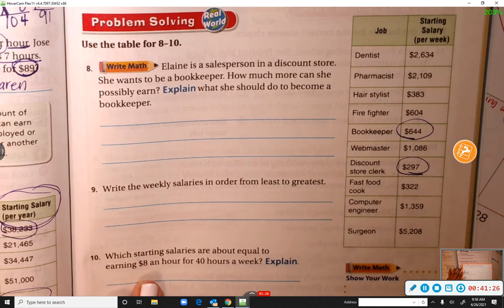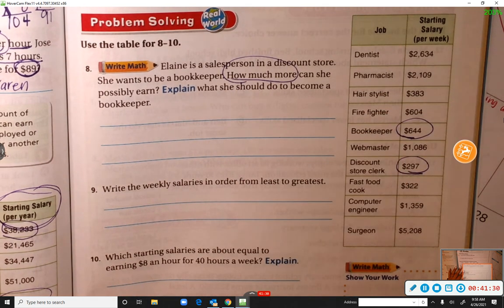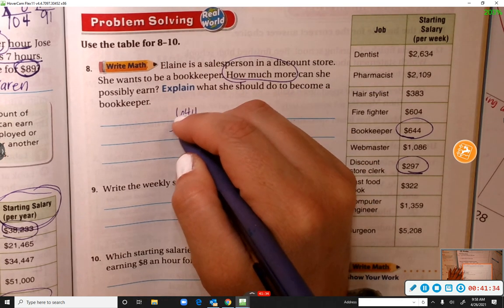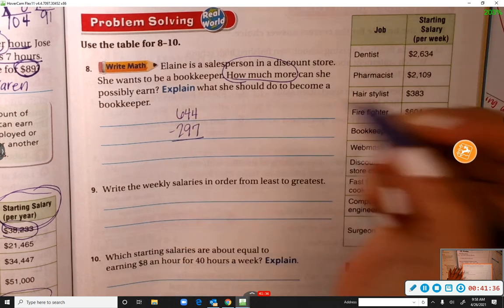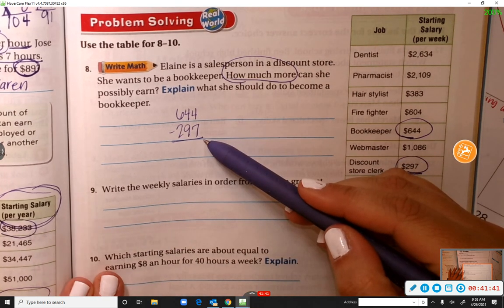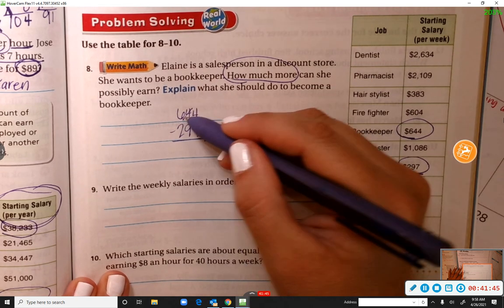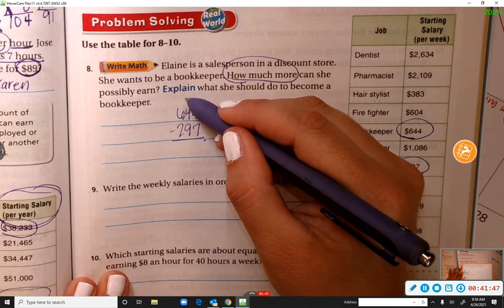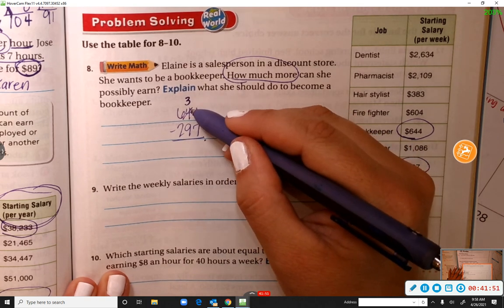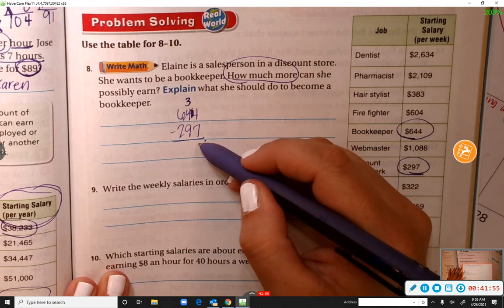Okay, what does it mean, how much more? Subtract. So 644 minus 297. Can I do 4 minus 7? No, so we need to go next door. 4 becomes 14. 14 minus 7 is 7.